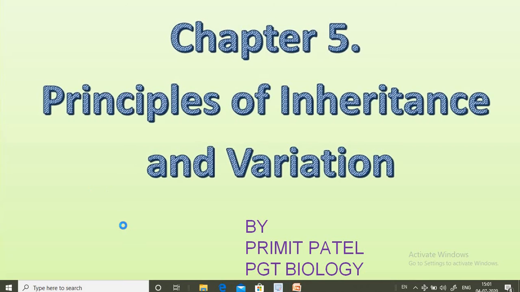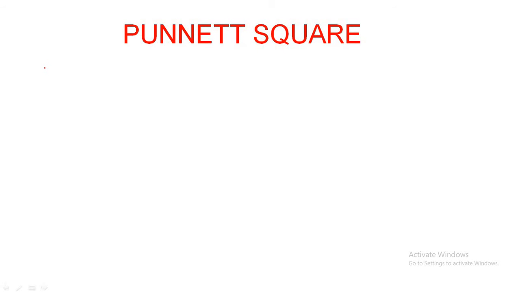Now today we will start with the new topic, that is Punnett square. The production of gametes by the parents, the formation of zygotes, the F1 and F2 generations can be explained by a diagram called Punnett square. It is a graphical representation to calculate the probability of all possible genotypes of offspring in a genetic cross.